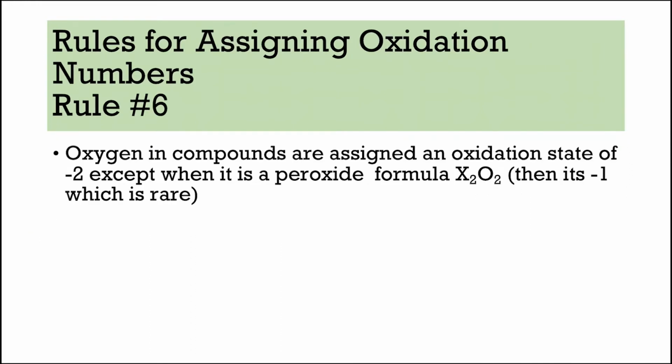Number 6, oxygen 99% of the time is -2, except for when it's in a peroxide formula. And I doubt at this level you'll see them, but it would be something to O2, and then it would be a -1 oxidation state, but those are so rare, and again at this level I doubt you'll even see that.